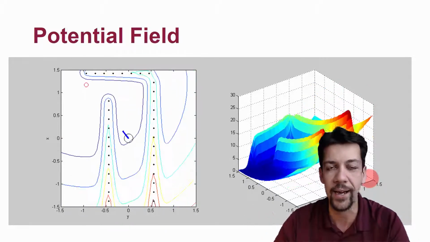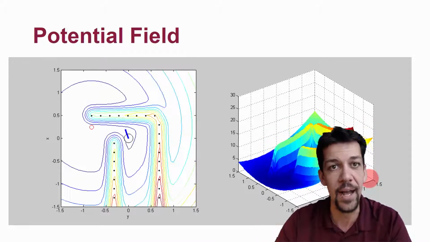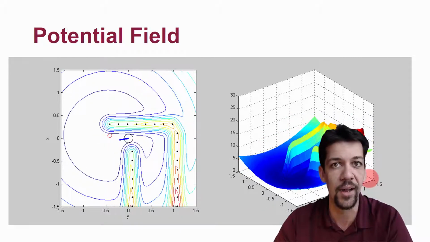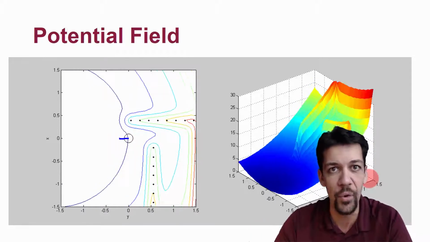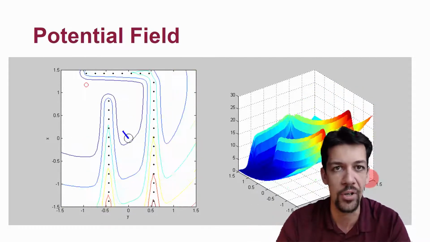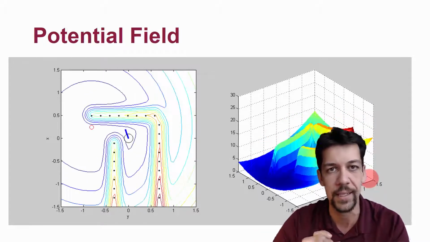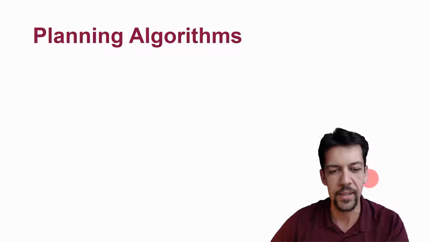So when it gets near an obstacle, it experiences an oppositional force that pushes it away from the obstacle, all the while it's being drawn towards the goal. And that's kind of how this potential field algorithm works.